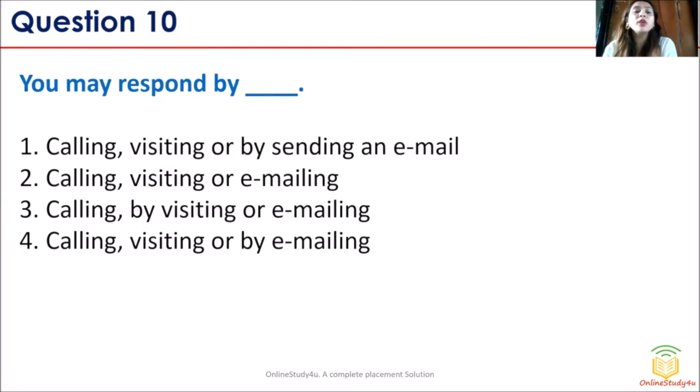If you look at 2, you may respond by calling, visiting, or emailing. This is in proper perfect parallel structure. But we'll also look at the other 2 options. You may respond by calling, by visiting, or emailing. It should have been "or by emailing", then it would have been the correct answer. And last but not the least, you may respond by calling, visiting, or by emailing. Again, there is no "by" visiting. So definitely the only one which is parallel and correct is answer option 2. You may respond by calling, visiting, or emailing. Or it could have been, you may respond by calling, by visiting, or by sending an email, whichever one, right?